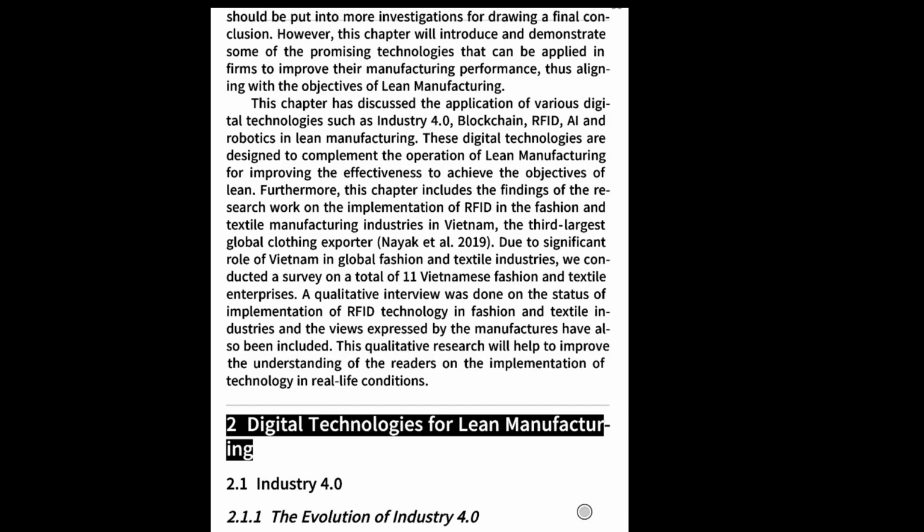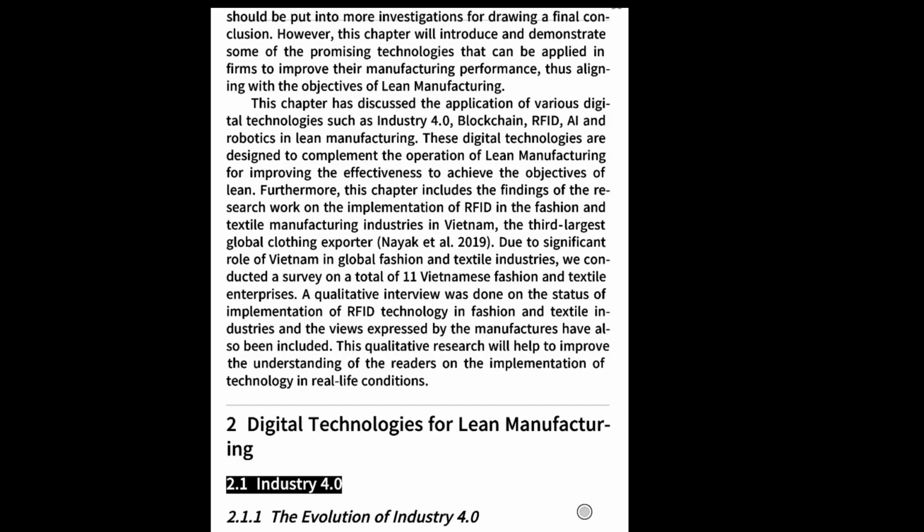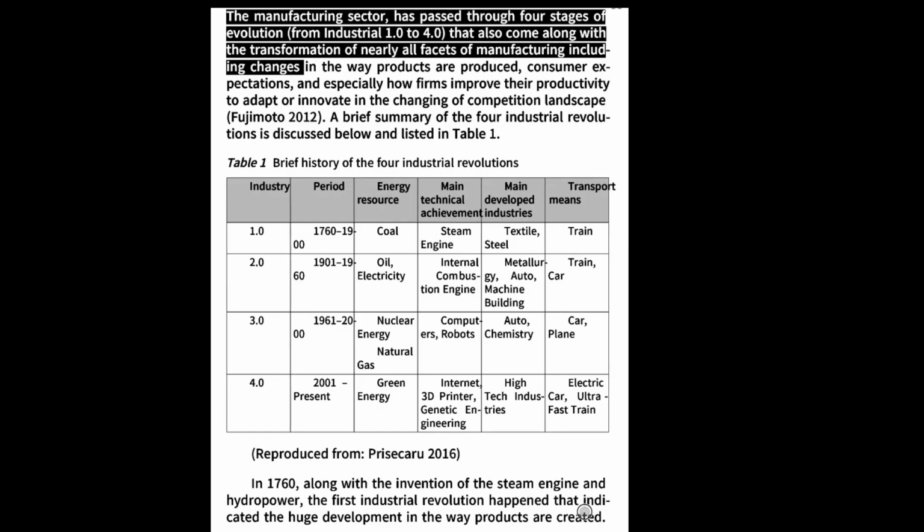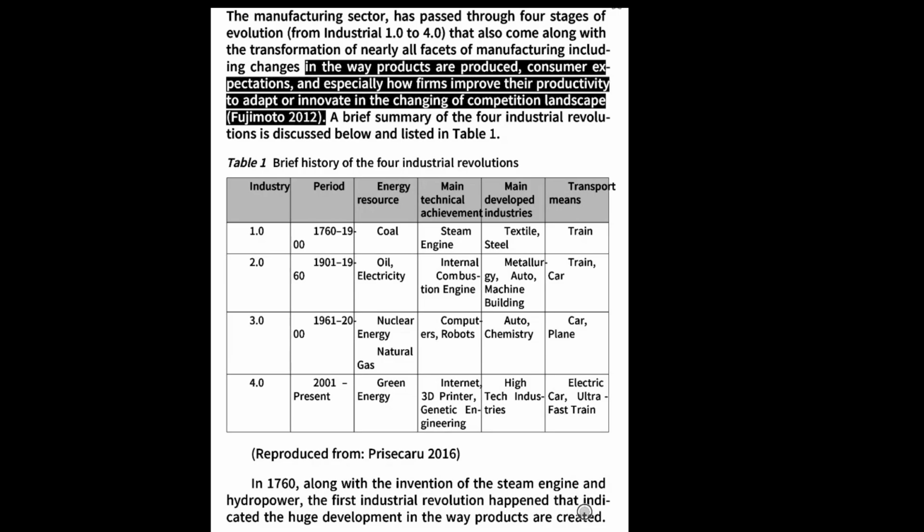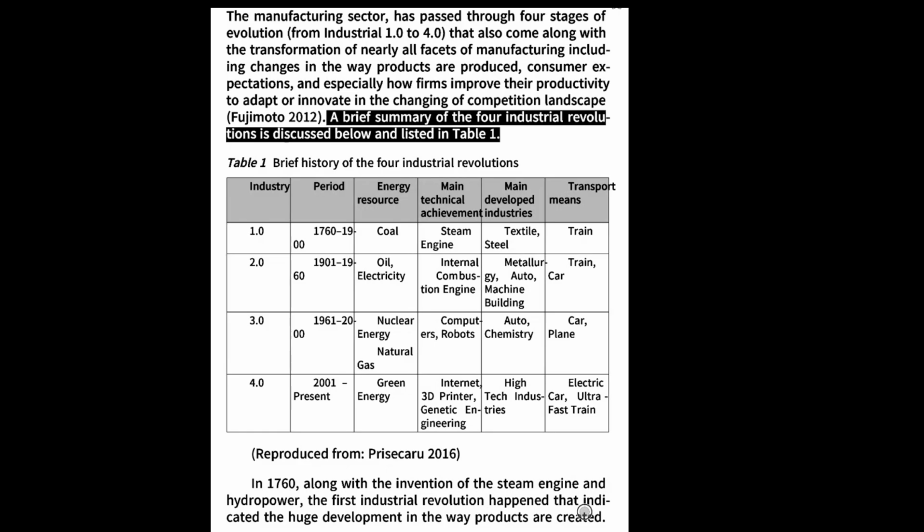2. Digital Technology for Lean Manufacturing. 2.1 Industry 4.0. 2.1.1 The evolution of Industry 4.0. The manufacturing sector has passed through 4 stages of evolution, from Industry 1.0 to 4.0, which also come along with the transformation of nearly all facets of manufacturing, including changes in the way products are produced, consumer expectations, and especially how firms improve their productivity to adapt or innovate in the changing competition landscape. Fujimoto 2012. A brief summary of the 4 industrial revolutions is discussed below and listed in Table 1.